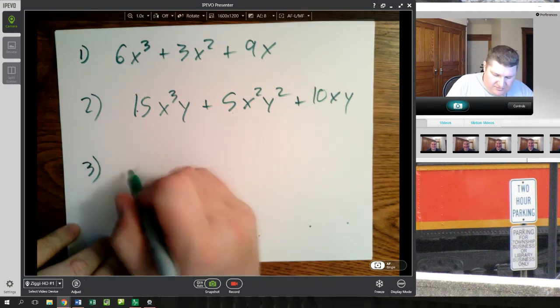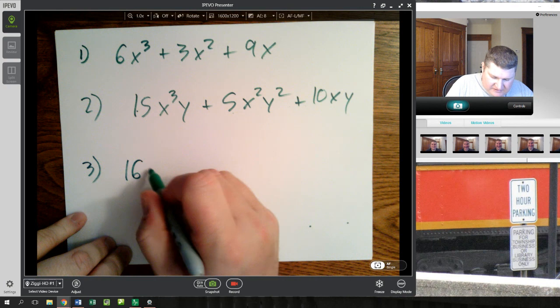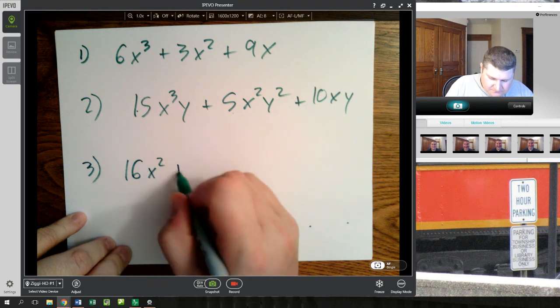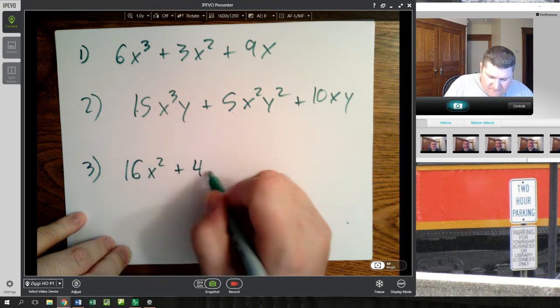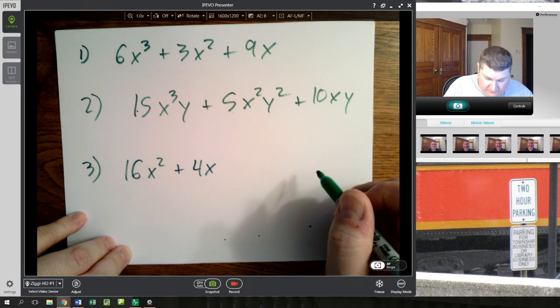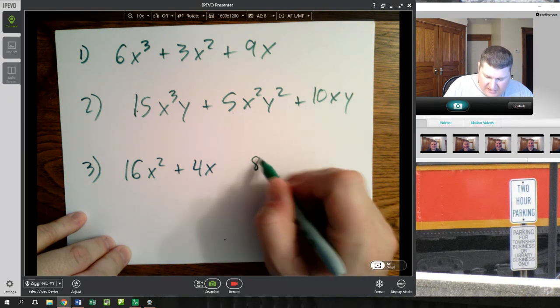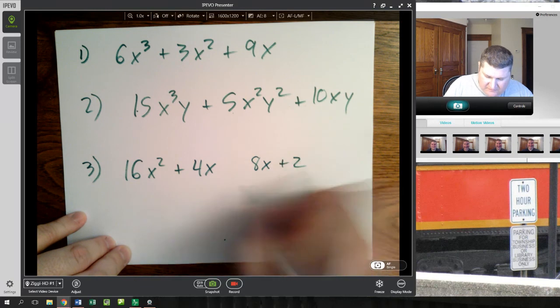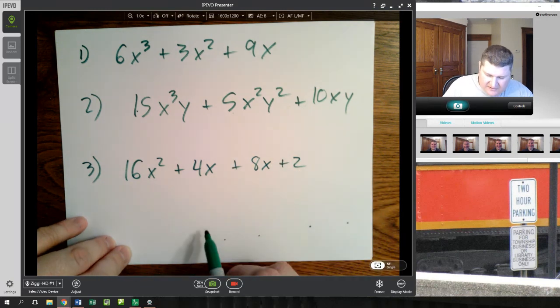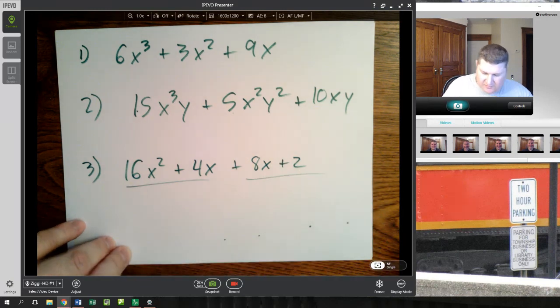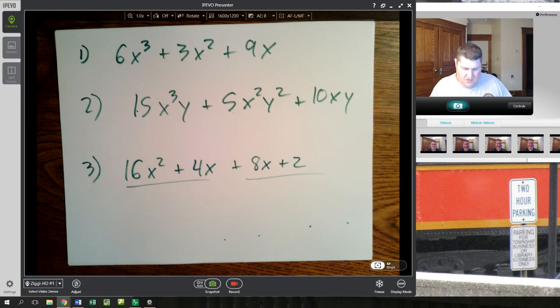And finally, number three, I have 16x squared plus 4x, and I have 8x plus 2. See if you can break that up by splitting them into 2 pieces and 2 pieces. Hopefully, if I did it right, it's going to work. So, 1, 2, 3, see if you can do those for homework.